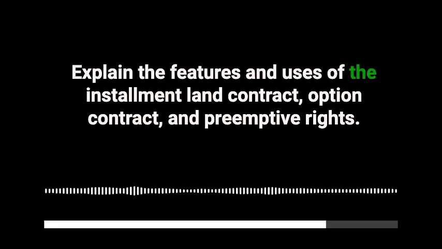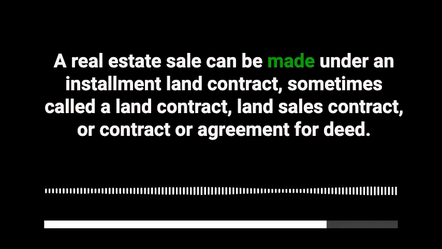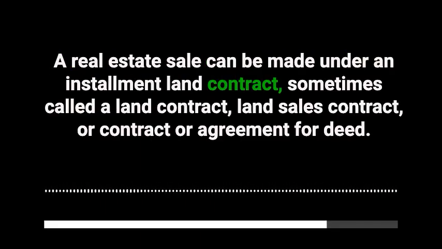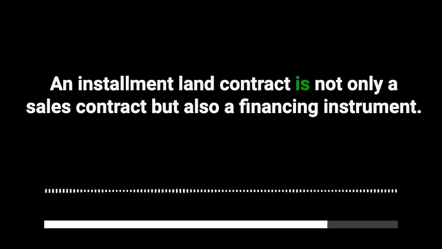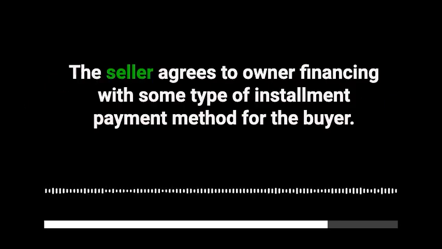Learning objective. Explain the features and uses of the installment land contract, option contract, and preemptive rights. Installment land contract. A real estate sale can be made under an installment land contract, sometimes called a land contract, land sales contract, or contract or agreement for deed. An installment land contract is not only a sales contract, but also a financing instrument. The seller agrees to owner financing with some type of installment payment method for the buyer.